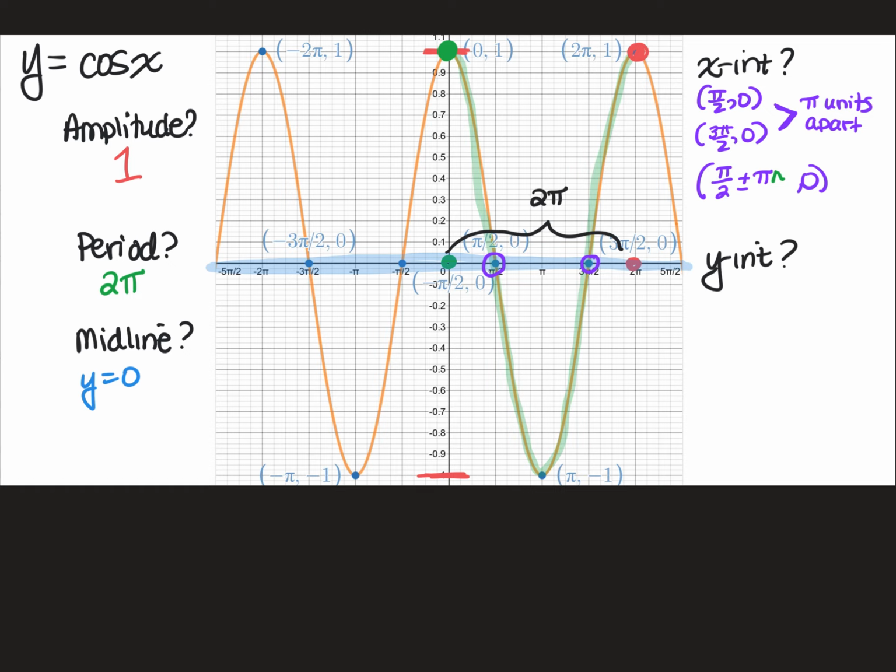And then finally, our y-intercept, we're going to look at this up here, the point 0, 1.